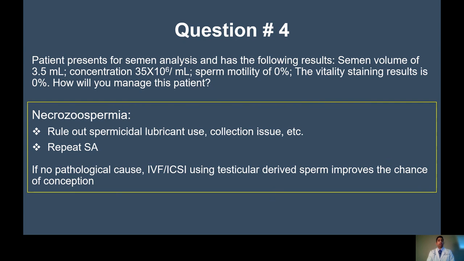When a patient presents with this diagnosis, it's important to elucidate whether any spermicidal lubricant was used during the semen analysis collection. You want to make sure there was no issue with the collection process itself or any other issue that could result in the necrozoospermia. It is important also to repeat the semen analysis, just as the AUA guidelines and EUA guidelines recommend, one semen analysis spaced out by approximately 1 month. If there is no pathological cause, IVF ICSI has been shown to be successful when using testicular-derived sperm in men with necrozoospermia.